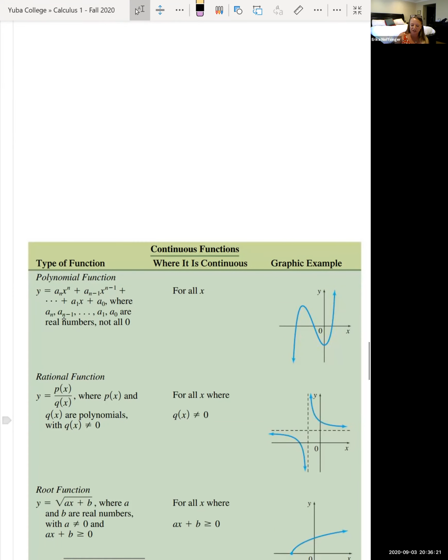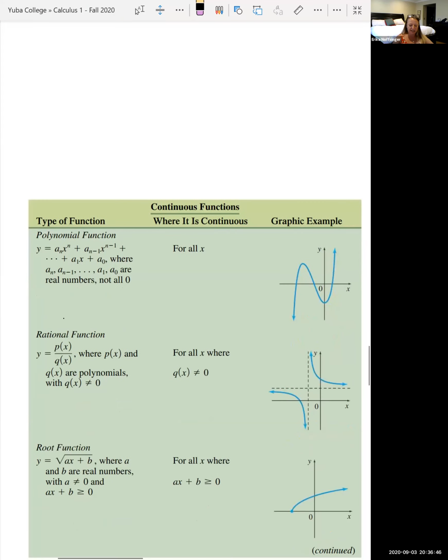We've worked with a lot before in different math classes, but that's when your exponents are always positive integers of your variable. And we're going to say that our coefficients in front are real numbers. We're not going to deal with imaginary numbers here. So polynomials are great because they're continuous everywhere.